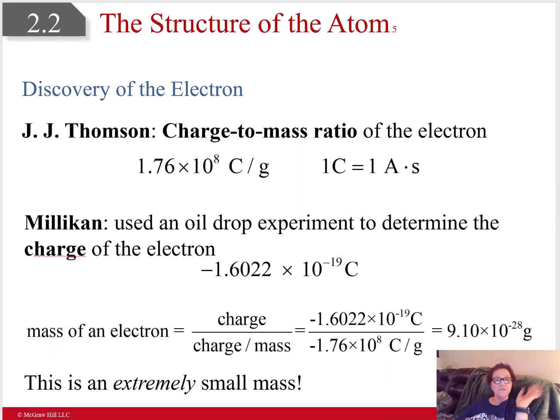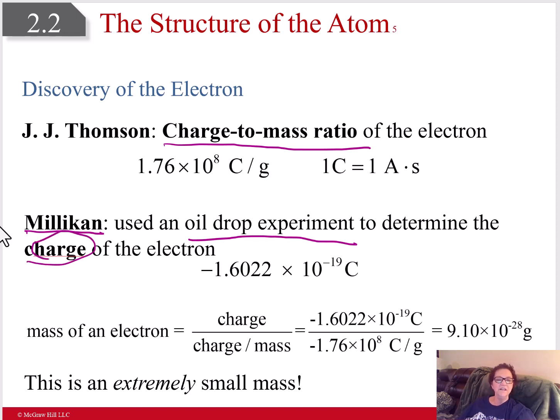He also discovered something called a charge to mass ratio, and this is something that we talk about more in Chem 2. But it uses coulombs, okay? Again, you're not going to have to do any calculations or really understand a whole lot about the charge to mass ratios. The important part is that this charge to mass ratio then let Millikan, who used something called an oil drop experiment, determine the charge of the electron.